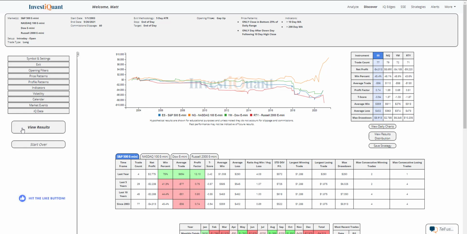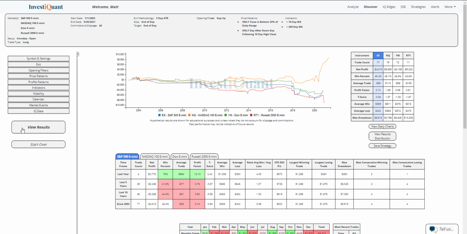And if we look at the average win and average loss, you'll notice the average loss is larger on 3 of the 4 instruments. So the S&P, the average loss is larger than the average win. For the Dow, the average loss is larger than the average win. And also for the Russell, the average loss is larger than the average win. The Nasdaq is the only one that has a larger average win compared to its average loss, and it has a pretty neutral win rate there.